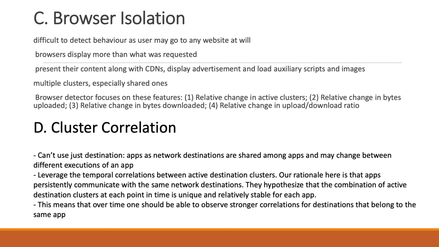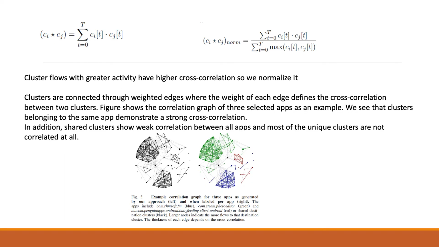So here they use both destination as well as temporal features, where they say that at a particular time it will have a unique destination, and then they will cluster them based on this equation. So this is the equation for clustering them together. They are basically clustered if they have the same IP address and TLS certificates.